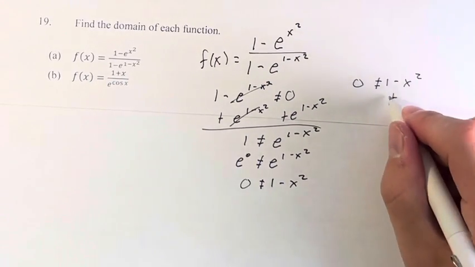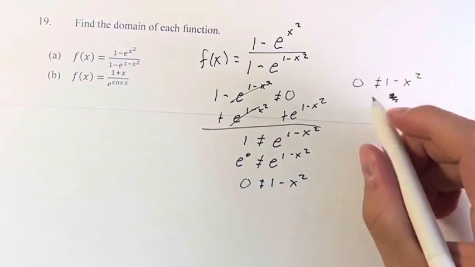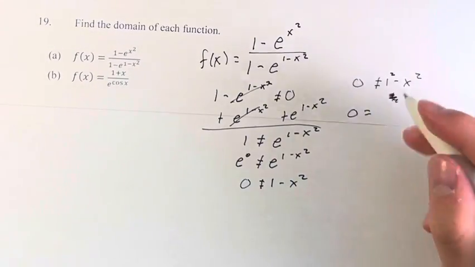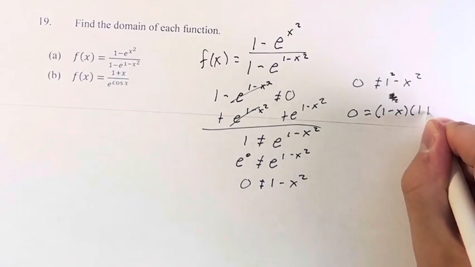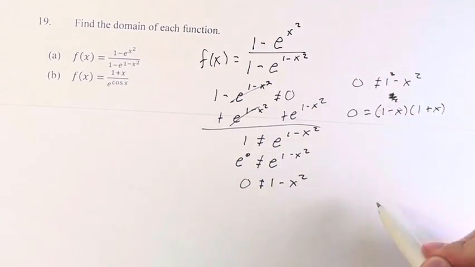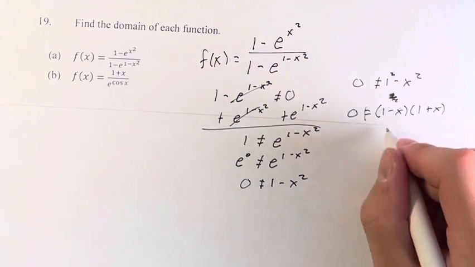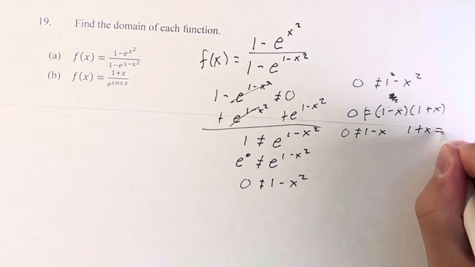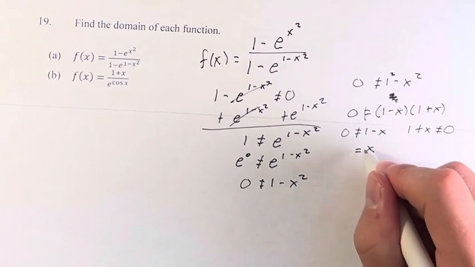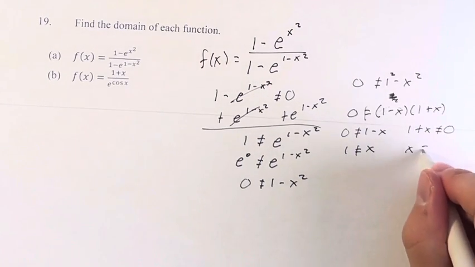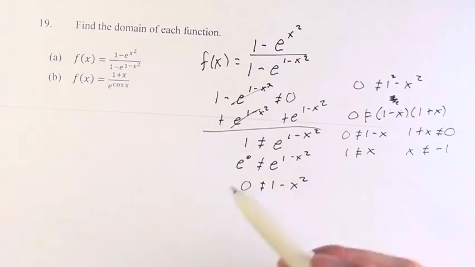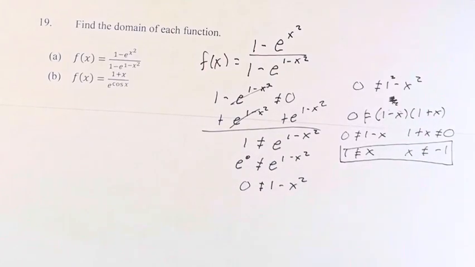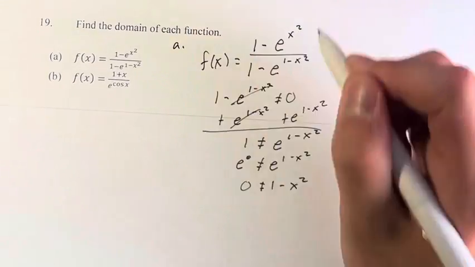Now we can do this a more complicated way, or we can just use the fact that this is the difference of two squares, right? 1 is equal to 1 squared. So this is 1 minus x times 1 plus x. And if this times this cannot equal 0, then either this can't equal 0, or this can't equal 0. Either way, we got our answer. The domain of each function is all real numbers, but x cannot equal 1 or negative 1. This is for A.